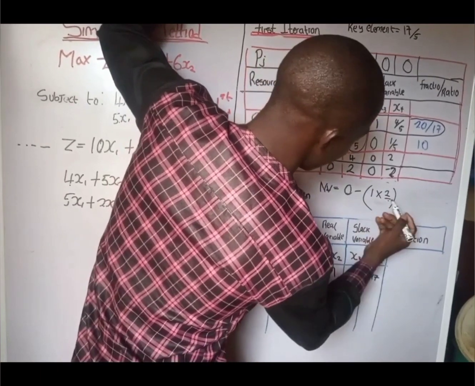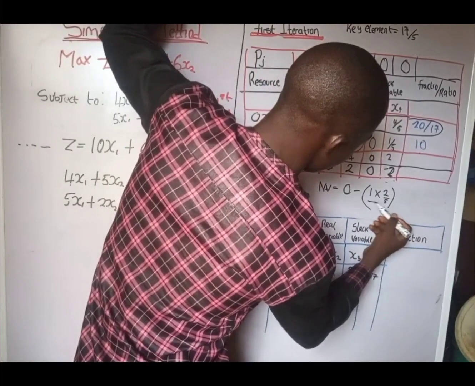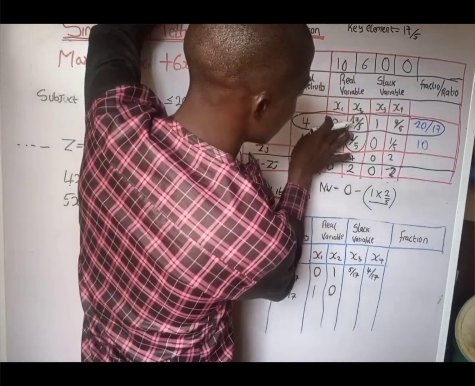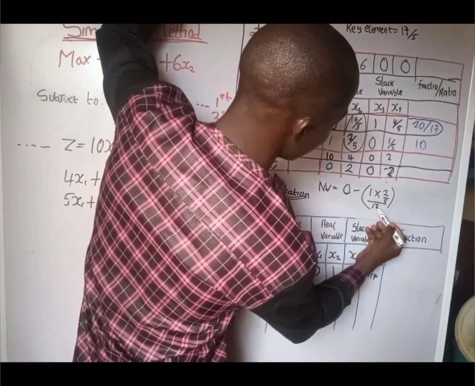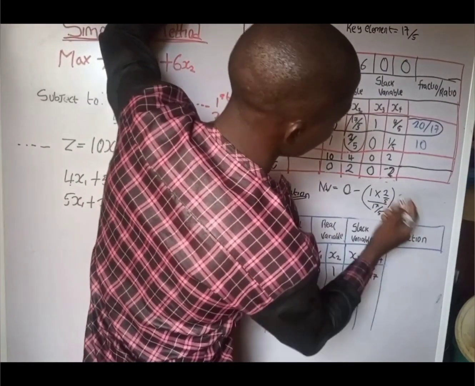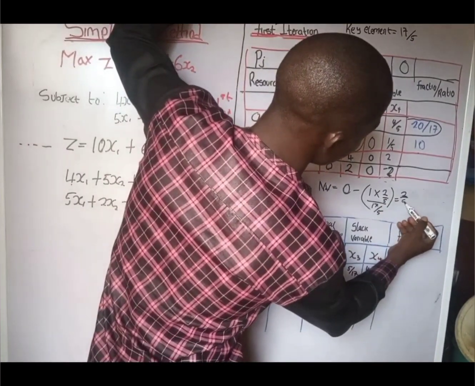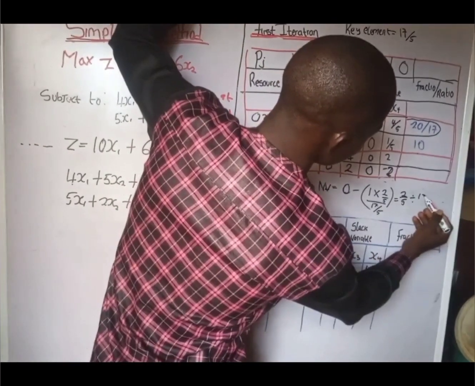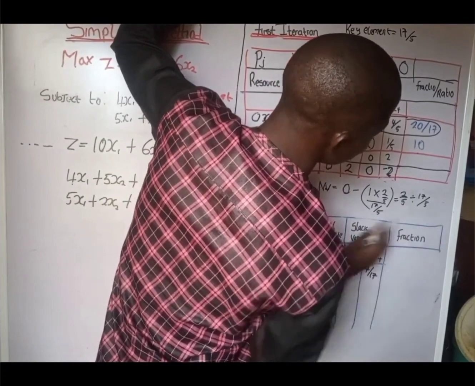The key element is 17 over 5. So I'm going to have 17 all over 5. 1 multiplied by 2 over 5 will give me 2 over 5. 2 over 5 divided by the key element, which is 17 all over 5.